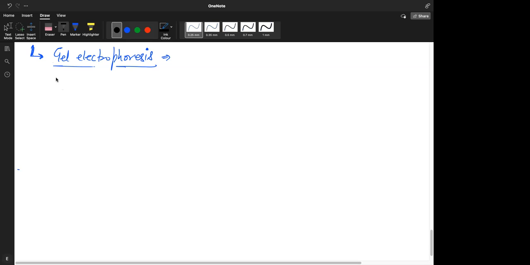The term gel tells us that there is some kind of gelatinous medium. We are doing all of this on a gel. The word electro is for electricity, and phoresis is separation. The idea is to use electricity on a gel medium to separate certain things.